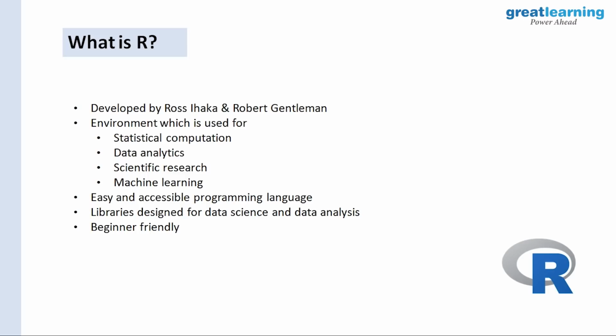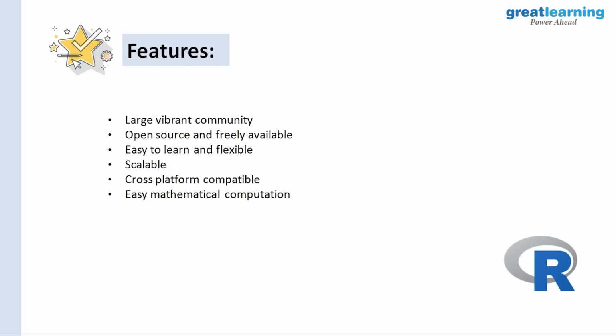It is a very easy and accessible programming language, and its libraries are designed for data science and data analysis. It is a very beginner-friendly language which can be used in finance, healthcare, social media, and e-commerce. In finance, there's a library, R Shiny, which is used by Bank of America for financial report generation. Now let's move on to its features.